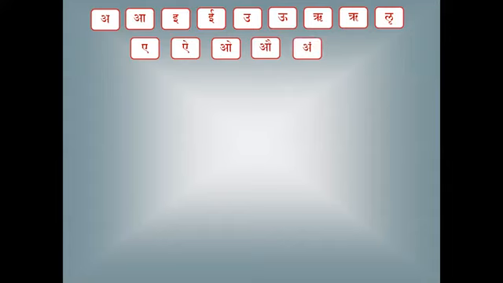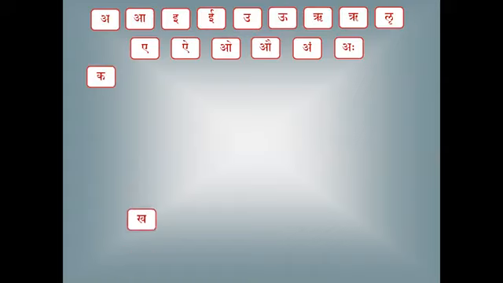The next one is anuswara and visarga, am and aha. This is only an upalakshana, only a sample. Upalakshana means sample, example. One is with the anuswara, the other with the visarga. It can be applied to all the vowels. We have seen that.